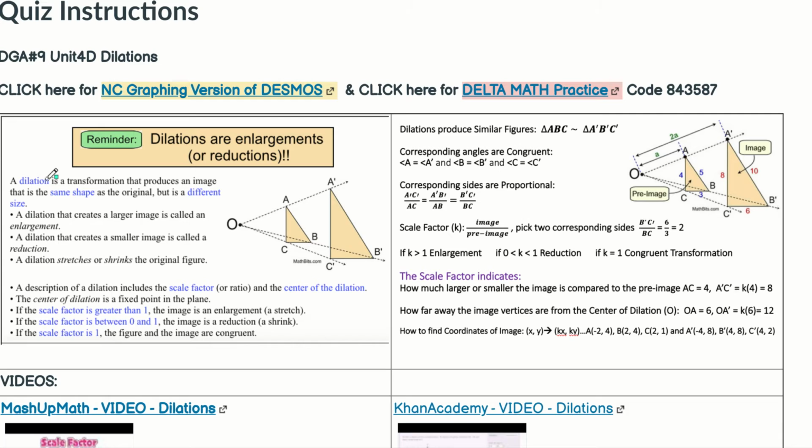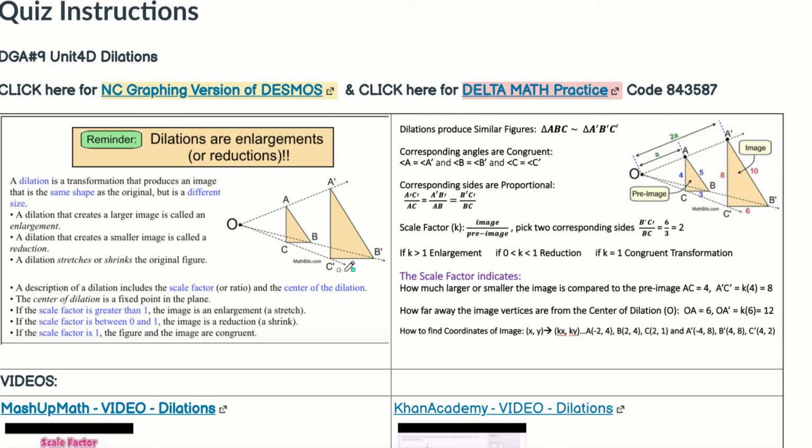So it talks about a dilation. You get the same shape. Notice they're both triangles, but they're different sizes. If you get a larger size, it's called an enlargement. If you get a smaller size, it's called a reduction.